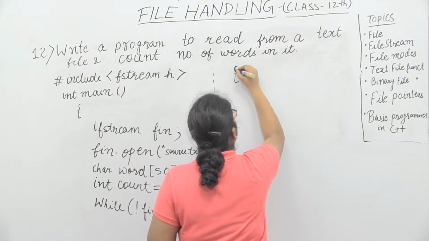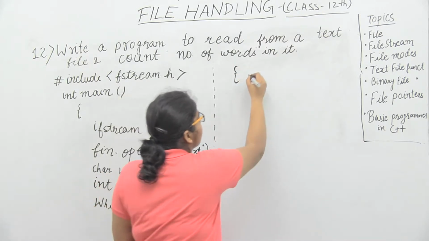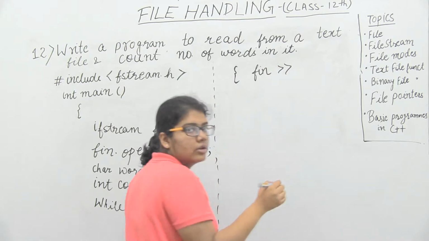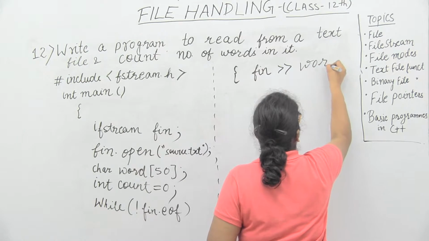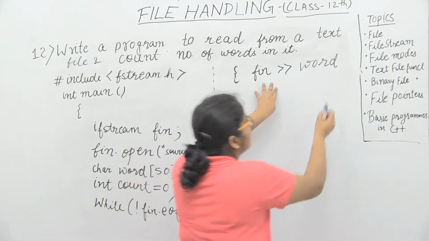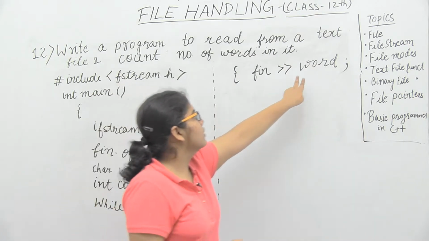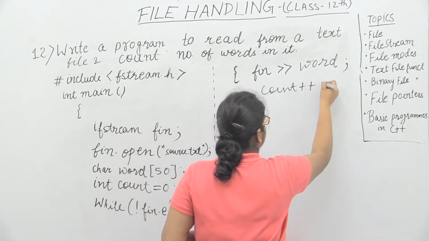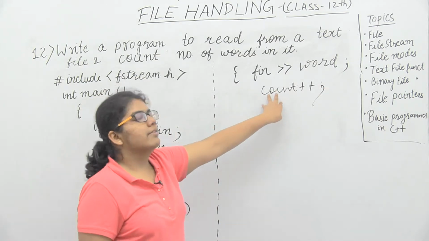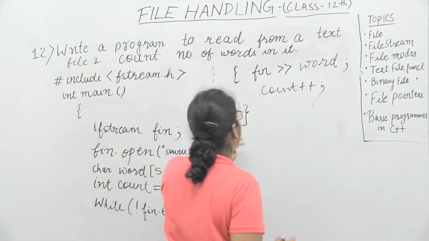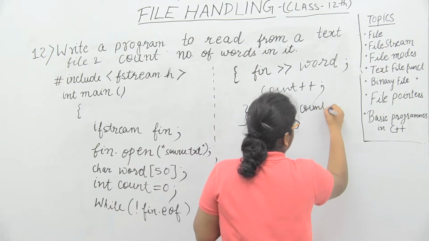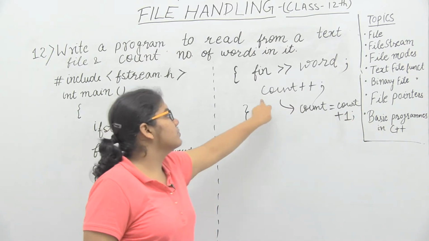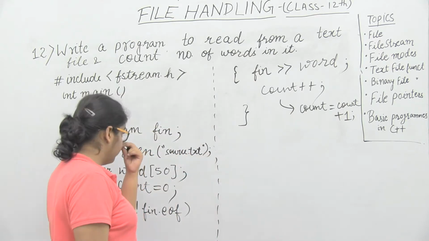Then fin >> word. Through this we'll get a word from the file and store it in the array word. count++, and we'll increment our variable count by 1. This is the same as count = count + 1.